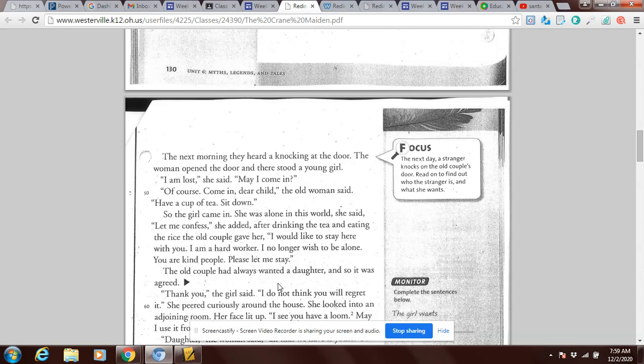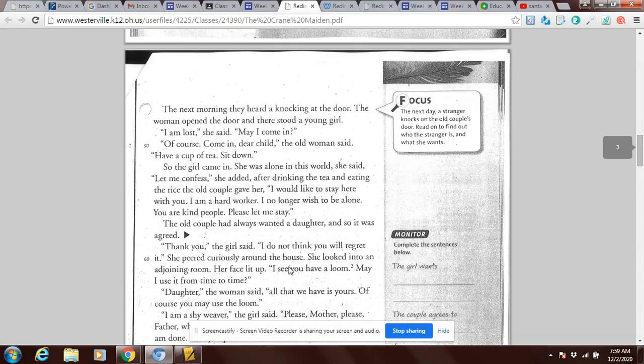The old couple had always wanted a daughter, and so it was agreed. Thank you, the girl said. I do not think you will regret it. She peered cautiously around the house. She looked into an adjoining room. Her face lit up. I see you have a loom. I use it from time to time.